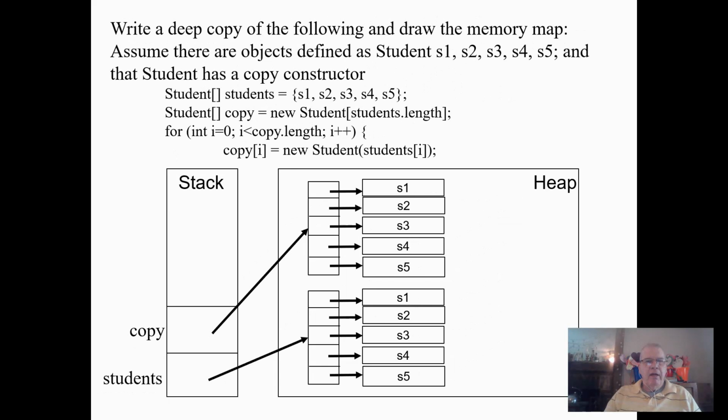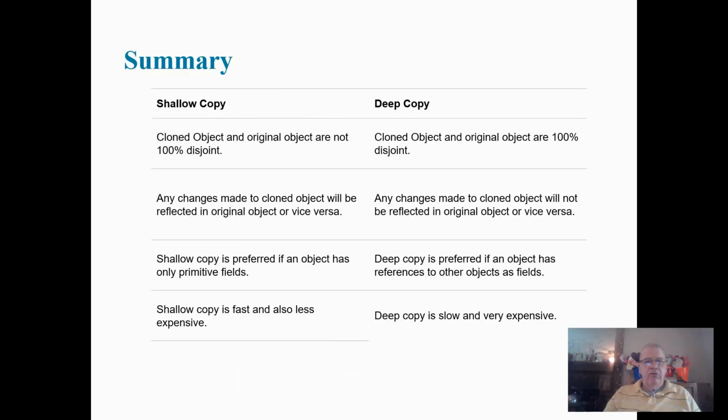And in a deep copy, notice that here we have the 2 arrays, as in the shallow copy, but each array points to totally separate objects. So the important thing to remember is that in a deep copy, the 2 objects or arrays or interfaces are 100% disjoint. That's the big thing to remember about a deep copy versus a shallow copy.